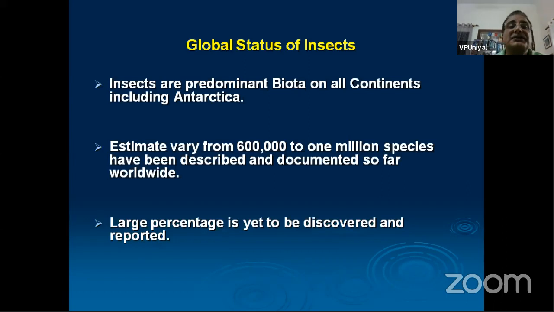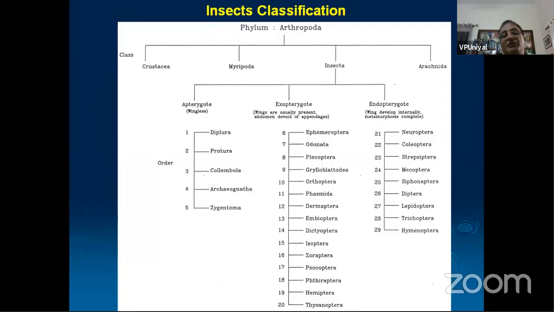But the global status of insects: the biota is on all continents, including Antarctica. Estimates vary, and a percentage is yet to be discovered and reported. For your information, you might know it from your graduation level: phylum Arthropoda. But for the understanding of people who do not have a biology background, Arthropoda, jointed legs, are divided into four classes: crustaceans, myriapoda, centipedes, insecta, and arachnids, or spiders and crabs.